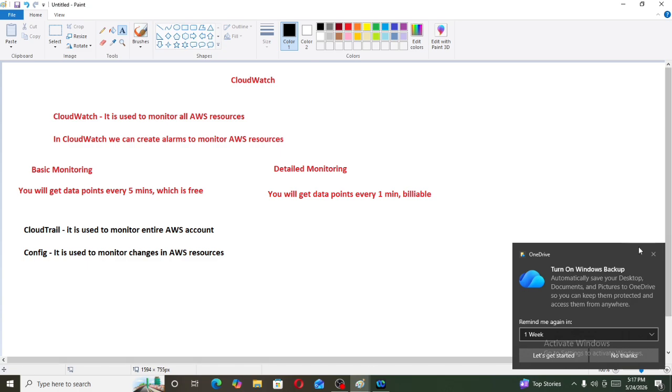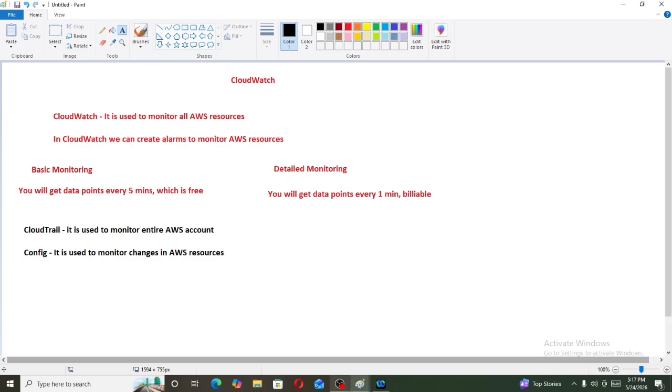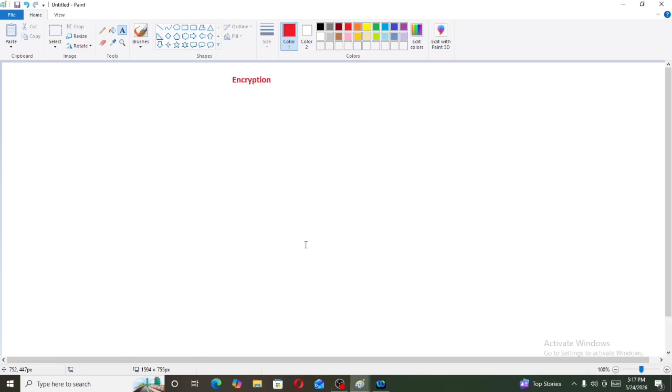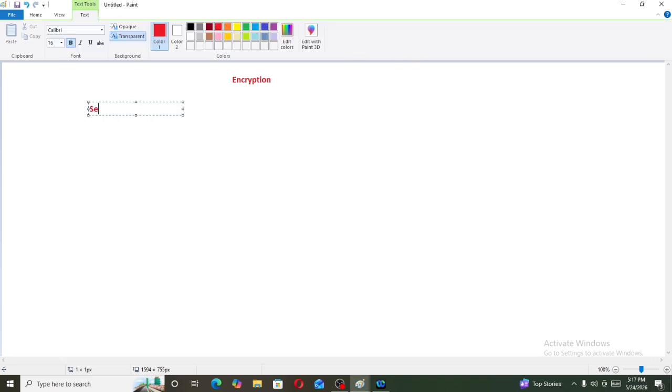Now, in today's topic, we will learn about encryption. Whenever we talk about security, the first thing that should come to our mind is encryption. Encryption is very important from a security point of view.